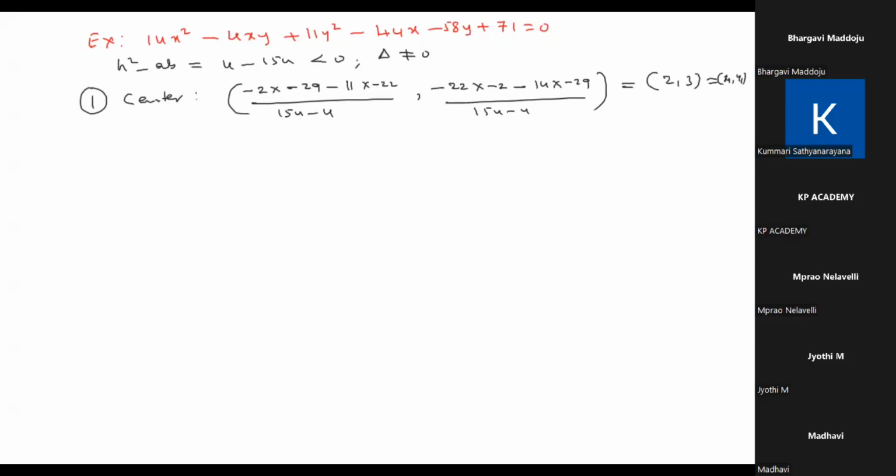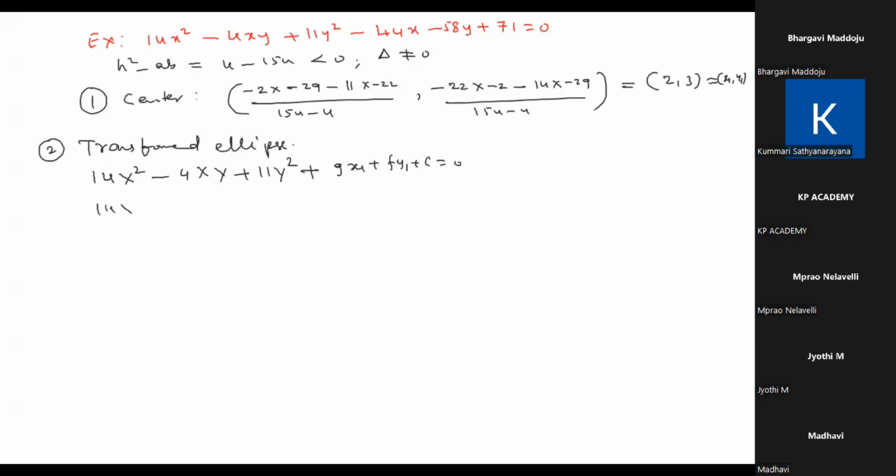Right, now you write the transformed ellipse. Transformed ellipse, right. What do you write? This homogeneous part is the same: 14 capital X square minus, but in terms of capital letters, capital X square, 11 capital Y square. Here you have to write g x1 plus f y1 plus c. That is 14x square minus 4xy plus 11y square.